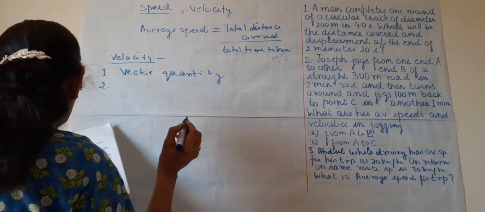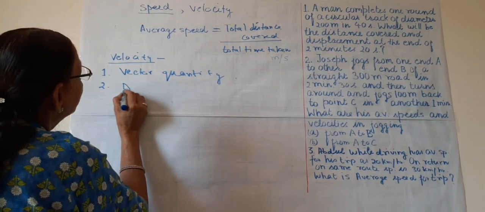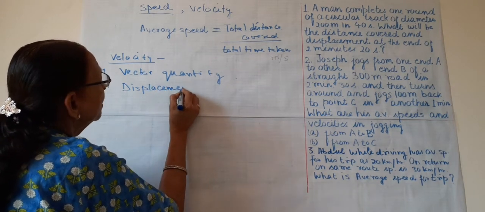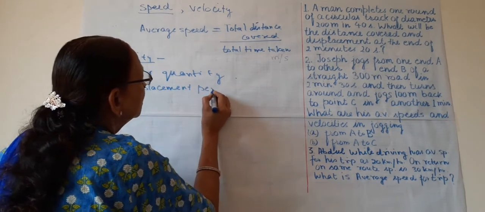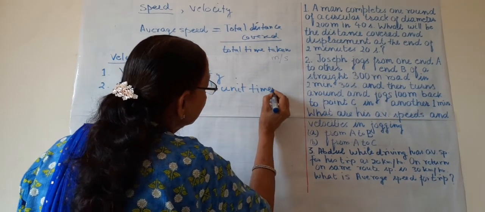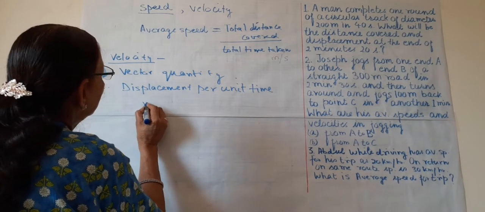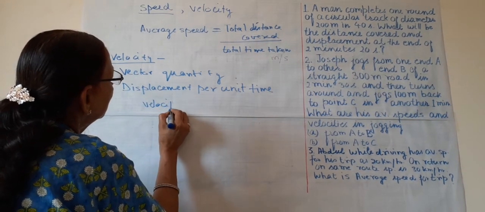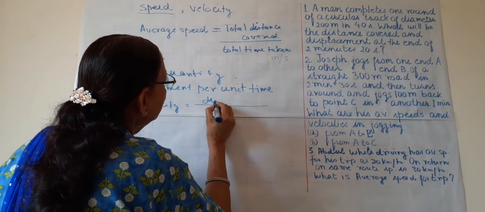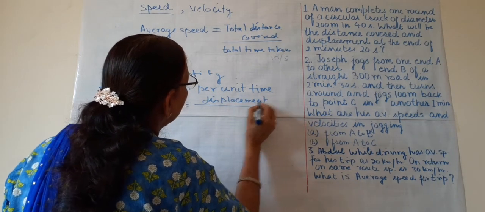It is dependent upon displacement. So the definition is somewhat like this: displacement per unit time. Per unit time means in 1 second. So we can write the formula here. Velocity is equal to displacement upon time taken.